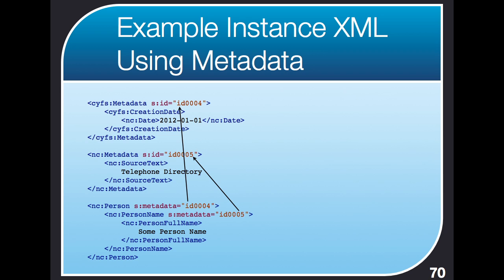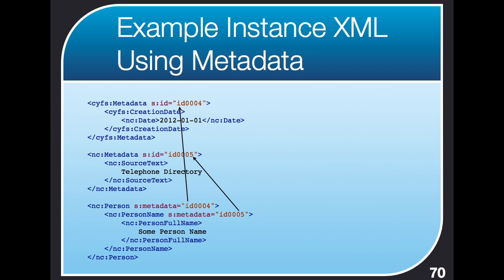What this is telling us is that the name came from a telephone directory. That's the source text. I just made this up. But again, it's not saying the person got their name from the telephone directory. They got their name from their parents. We're saying this piece of information, as a piece of information, came from a telephone directory. And that's what the NIEM means when it talks about metadata.